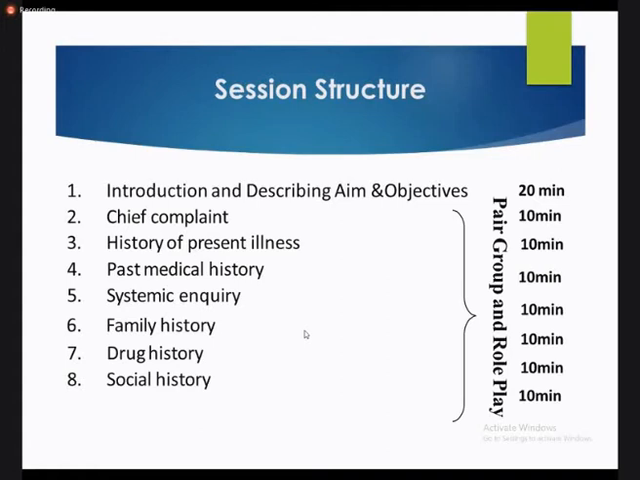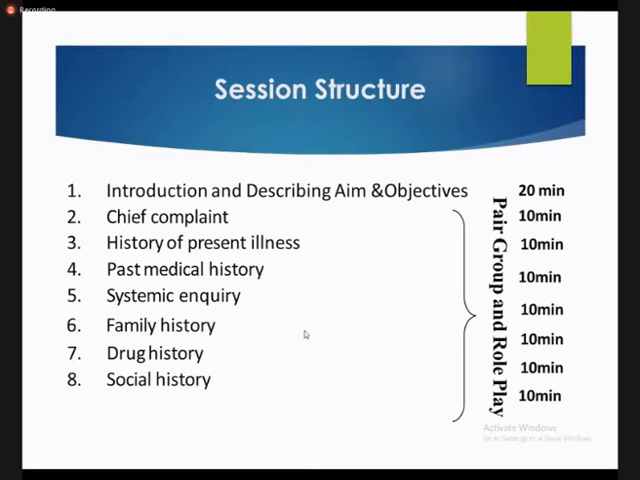First, you need to introduce yourself and you need to explain to the patient what you are going to do, and how you are going to hear the patient out and how you are going to inquire of the patient. I think you're able to see my screen.